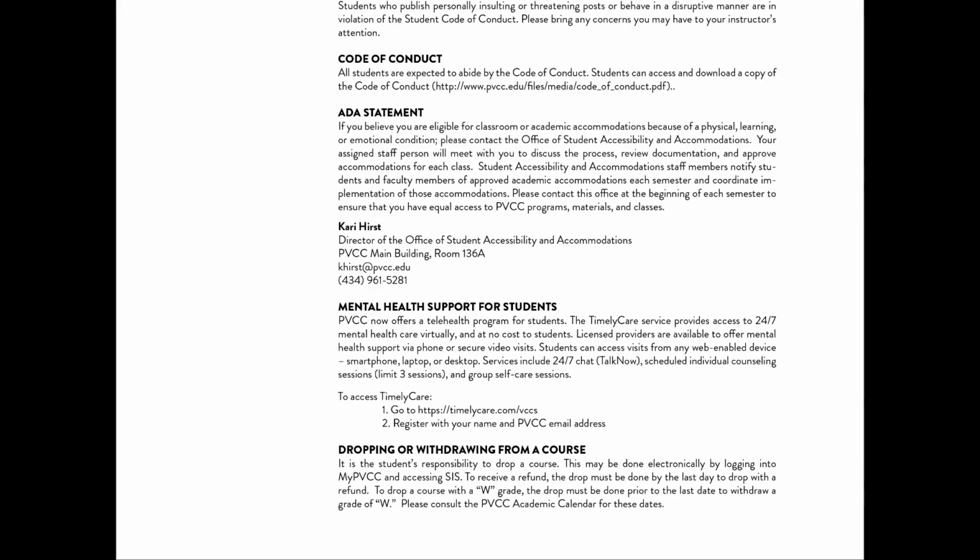If you believe you are eligible for classroom or academic accommodations because of a physical, learning, or emotional condition, please contact the Office of Student Accessibility and Accommodations. Your assigned staff person will meet with you to discuss the process, review documentation, and approve accommodations for each class. Staff members notify students and faculty members of approved academic accommodations each semester and coordinate implementation of those accommodations. Please contact this office at the beginning of each semester to ensure that you have equal access to PVCC programs, materials, and classes.